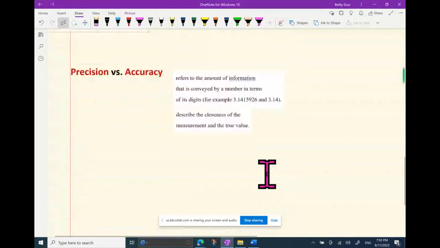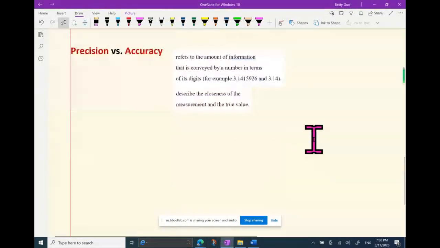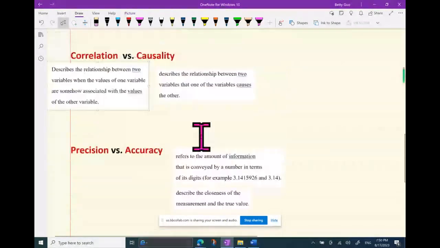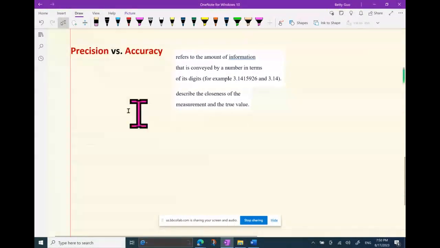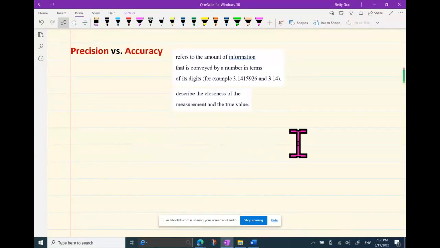Next pair, precision and accuracy. When you watch the video, the optional meeting homework, right? You might have heard an example about precision and accuracy. So I give one more pair of definitions to compare and contrast those two concepts. Sometimes the result of a research is very precise, but does that mean it is also accurate? Not necessarily, okay? Those two concepts are different.